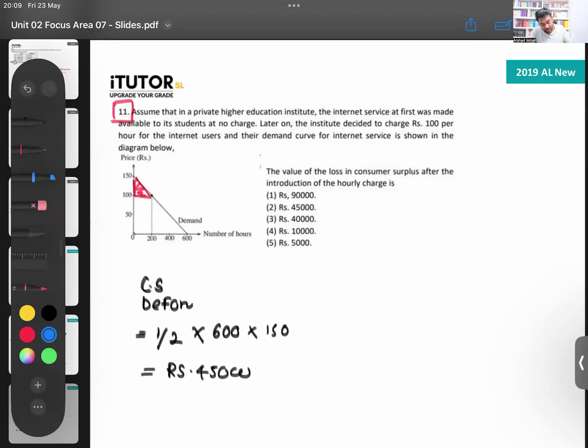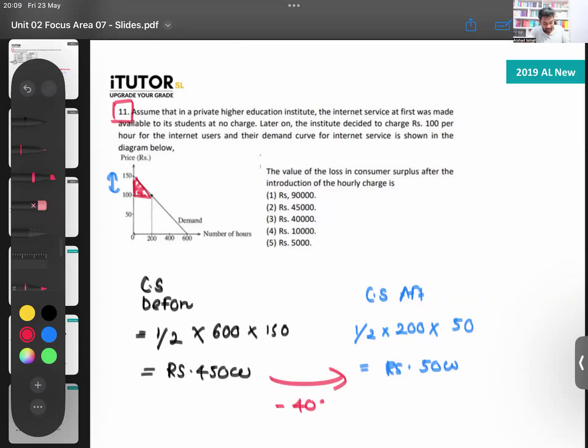How much is the consumer surplus after? Now it is half into base is 200, height is 150 minus 100. That is 50. So half into 200 into 50, how much do we get now? There's a trapezium here. If you want to find the loss that way you can, but that's a little too hard. So you get 5,000. So earlier it was 45,000, now it is 5,000. How much is the loss? It has fallen by 40,000.